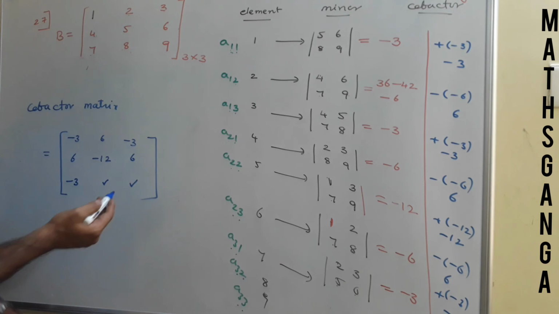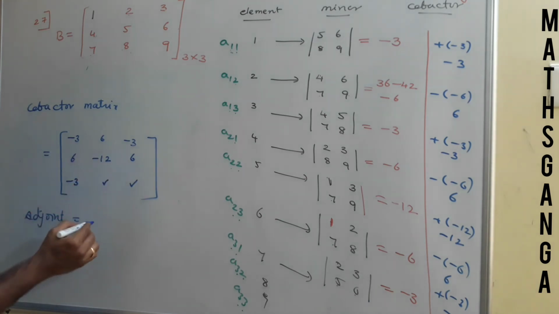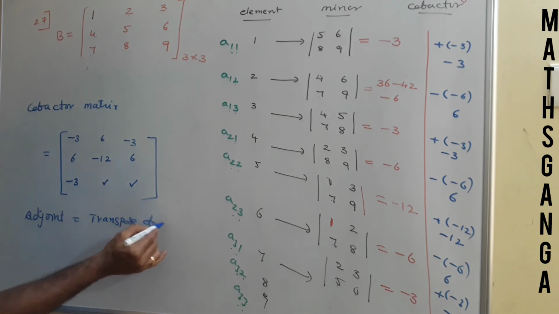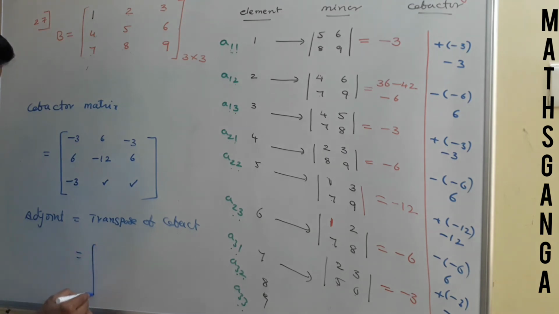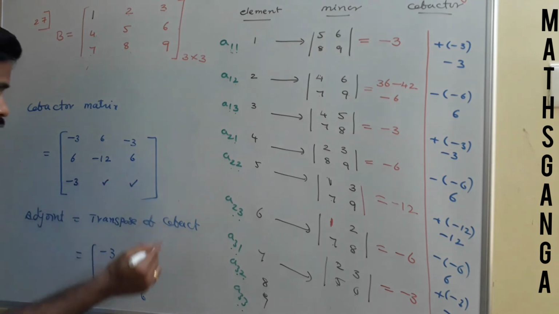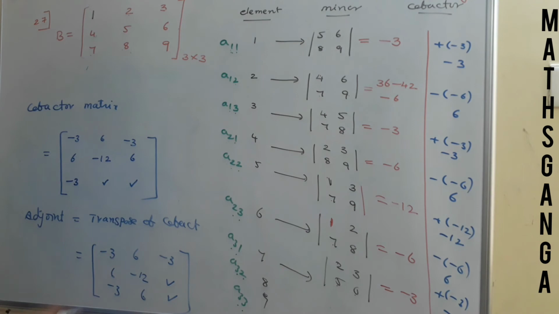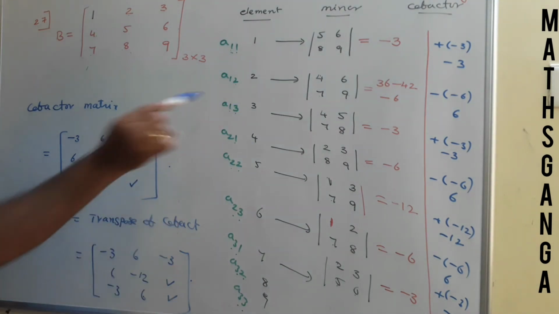Is it right? So since this is the cofactor matrix, if you wish to write the adjoint like this, adjoint matrix is equal to transpose of cofactor matrix. So you need to write the transpose of the cofactor matrix. Then this first row will become minus 3, 6, minus 3. This second row will become 6, minus 12 and 6. This third row will become minus 3 and then two other elements which we need to find. So this is the cofactor matrix, this is the adjoint matrix from the table.